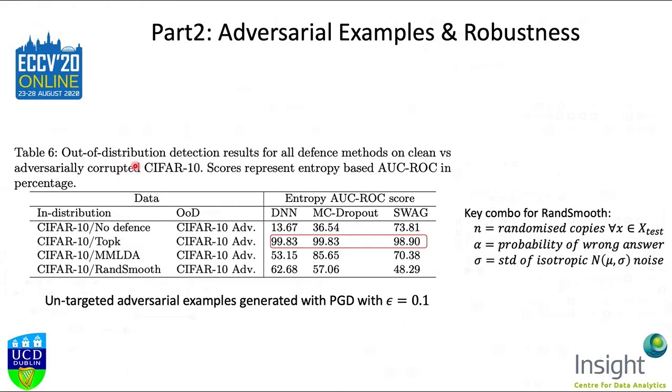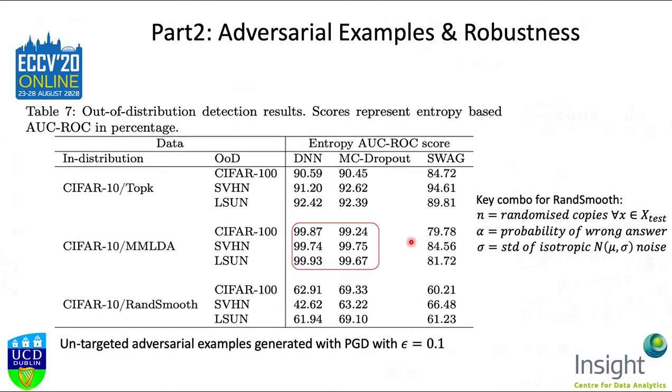Table 6 shows the out-of-distribution detection. Here we have CIFAR-10, which has been corrupted with adversarial noise, and what we see here is that the best performing defense is top K. And again, here we have out-of-distribution where we present different datasets, and in this instance the best performing defense technique is MMLDA.